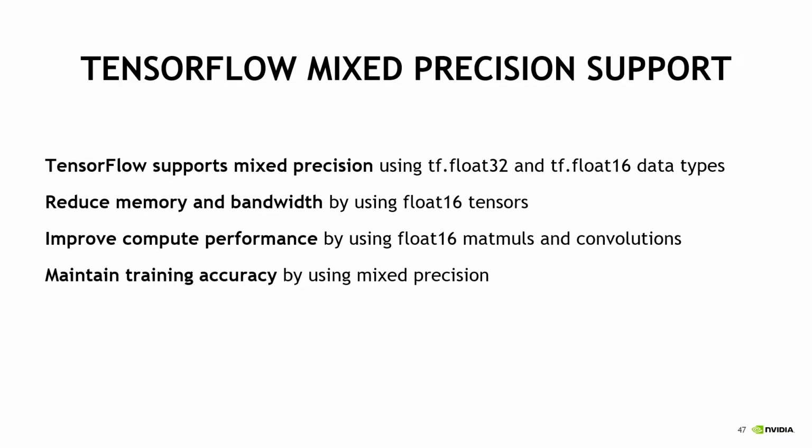This gives you the opportunity to reduce the memory usage and the bandwidth going into the operators by using float16 tensors. It allows you to improve the compute performance to get speedups like we've seen using the tensor cores, and just the reduced bandwidth also helps. This applies to any matrix multiplications or convolutions that you have in your networks. They should be able to take advantage of this. And we can also maintain the training accuracy by using mixed precision, as Christian has demonstrated for PyTorch.